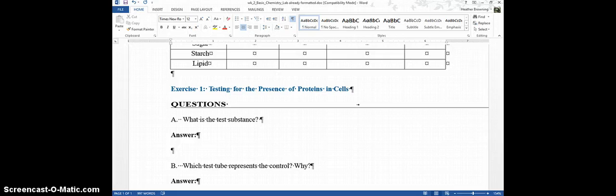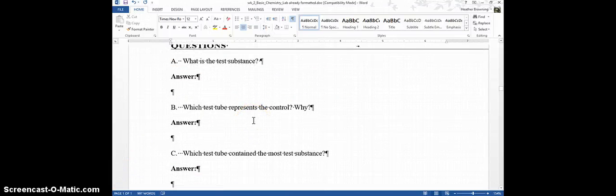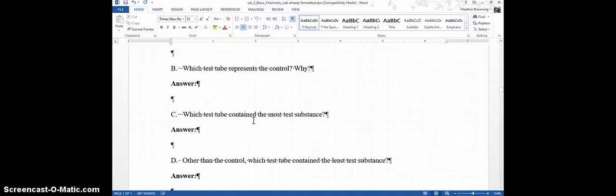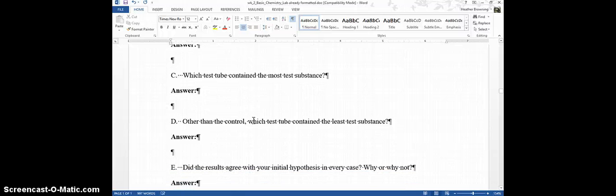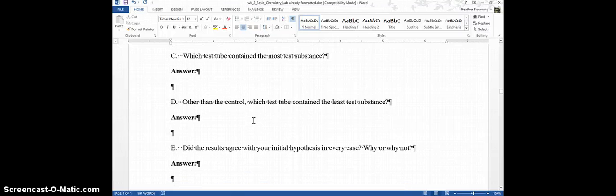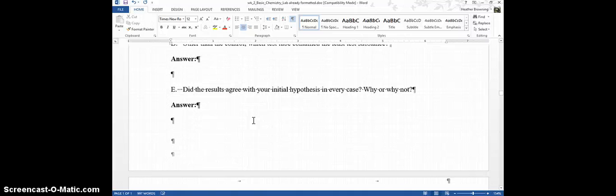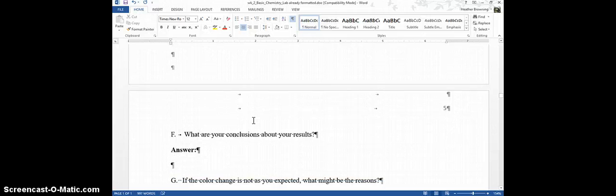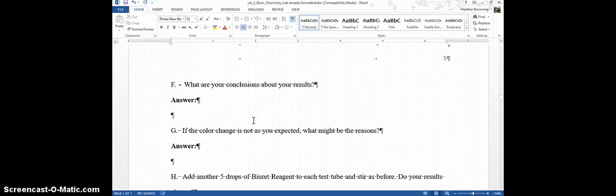Okay. So we know it's testing for the presence of protein. So what is the test substance? Probably a substance containing what? What's the title say? I always check the title. The test tube. Which test tube represents the control? So which one do you know doesn't have protein in it? Which test tube had the most? Other than the control, which test tube contained the least? Do the results agree with your hypothesis? In every case, why or why not? What was your conclusion?